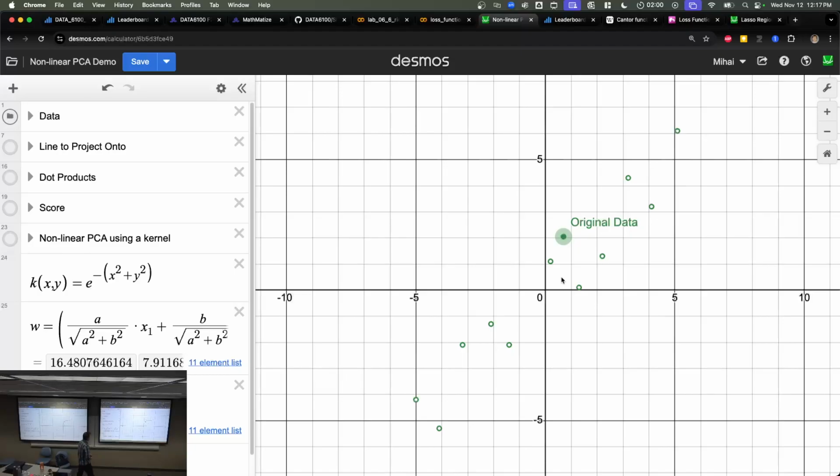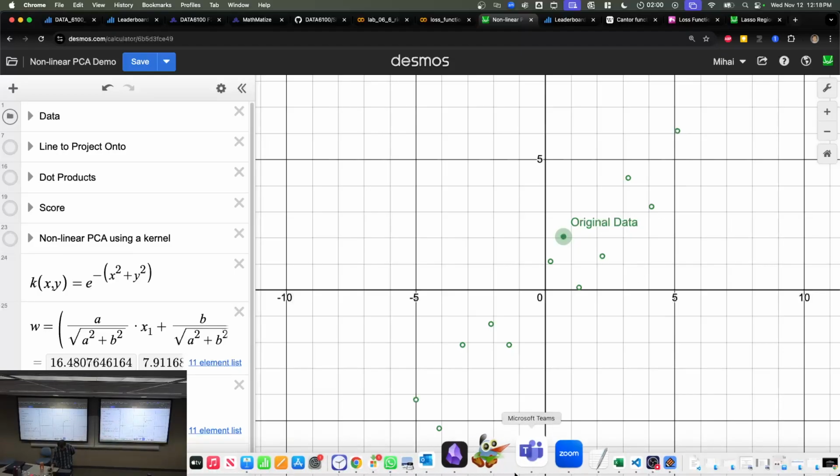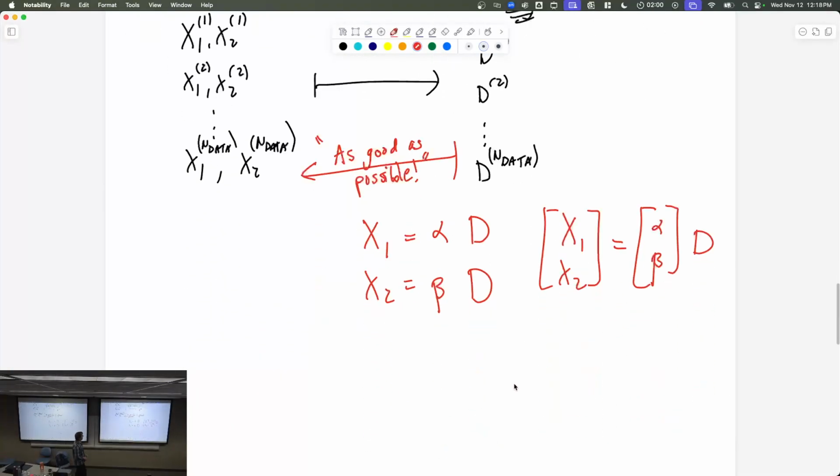And then our job is to compress this down into a single number. So each of these will get compressed down into a number, and then we will reconstruct it by doing this multiplication by alpha beta. Okay, here's a good linear algebra question for you. x1, x2 equals alpha beta times d. If we make x1 and x2 this way, what shape will these be?